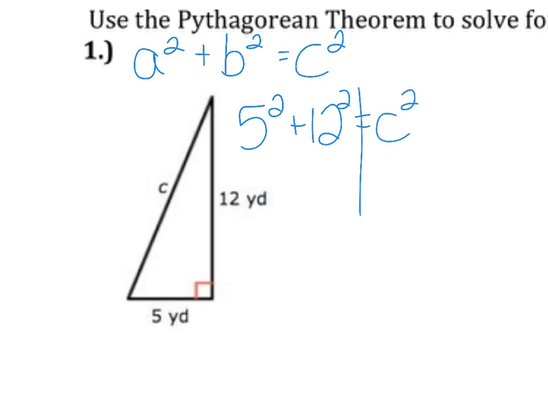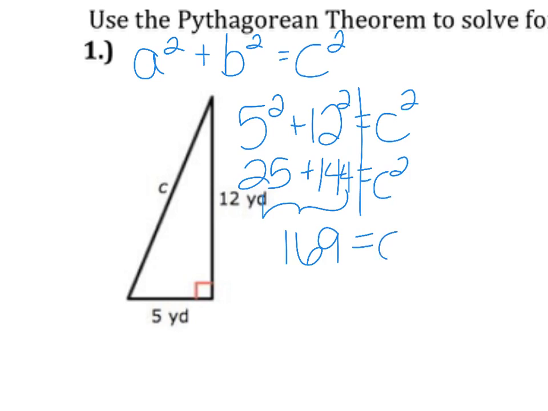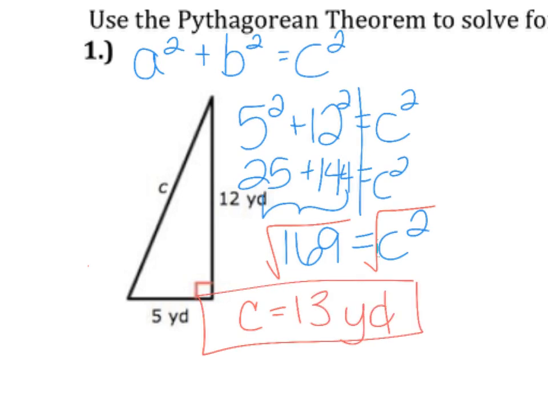I'm going to draw my line down my equal sign. I'm going to figure out what 5 times 5 is and 12 times 12. And then I'm going to combine those like terms to get 169 is now equal to c squared. We are not done because we need to find out what is just c. So we are going to undo squaring, which is square root. So when we undo the square root of 169, we're going to get the number 13. So side C is going to end up being 13 yards.